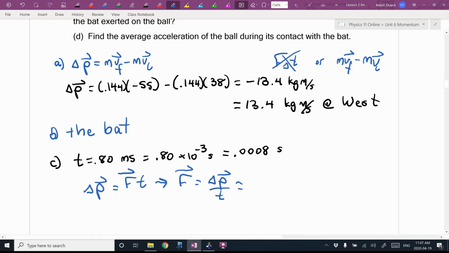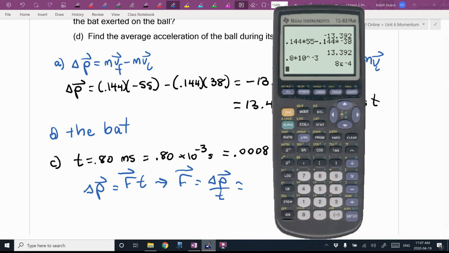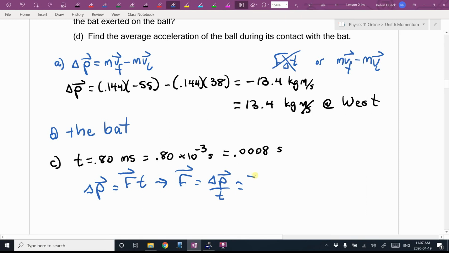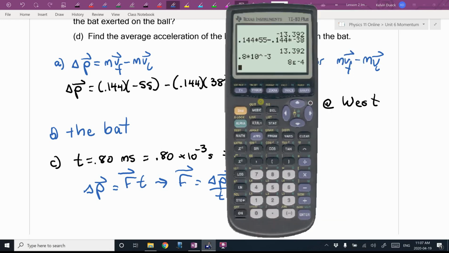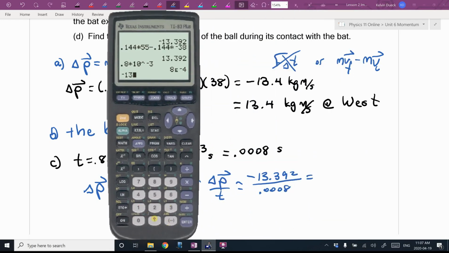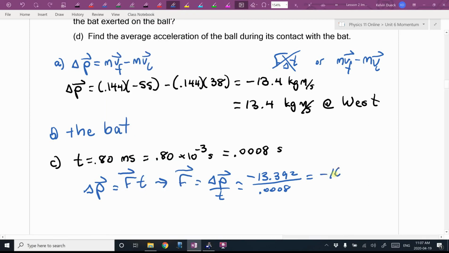What's the impulse? Negative 13.392 all over, what's the time? 0.0008. So if I go negative 13.392 divided by 0.0008, I get a force of negative 16,700 newtons, or 16,700 newtons west.